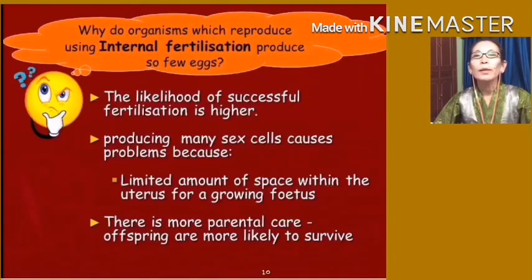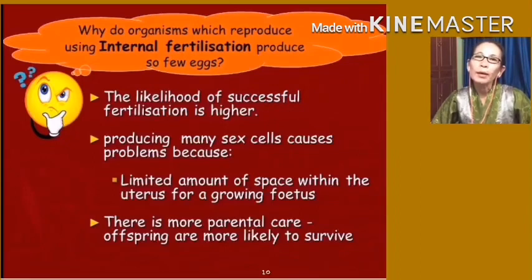Well, so we learned that in external fertilization, the success of the fertilization is highly uncertain. Now, what about the case in internal fertilization? The number of eggs produced in organisms with internal fertilization is much lesser. Now, why is this the case? This is because there is a greater chance of fertilization since the gametes are fusing inside the female body. And in addition to this, there is more parental care and safety for their survival.